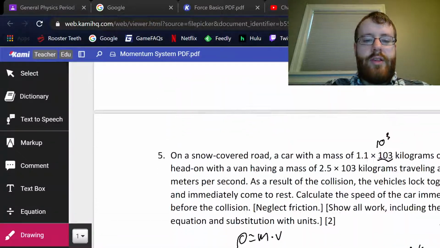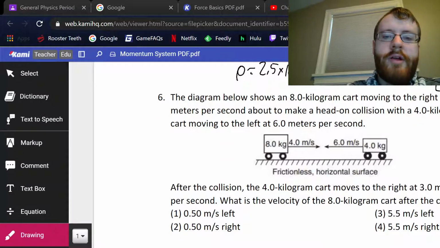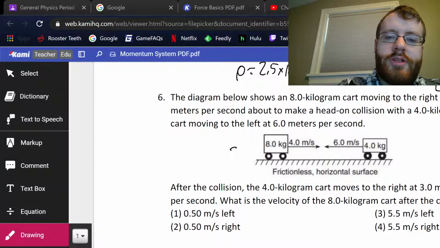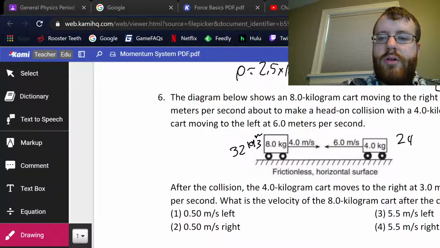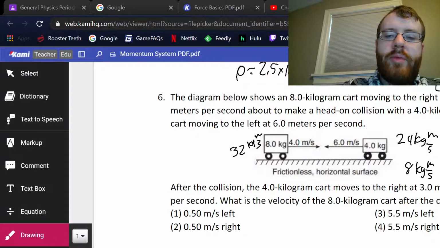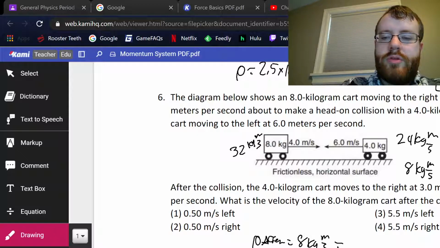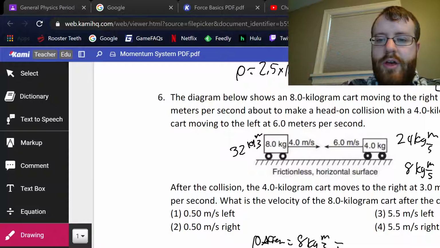Let's go up to 6. As I said, 6 probably has the most going on. So we have to first figure out the momentum before. Well, the momentum of this car before is 32 times... 8 times 4. Momentum of this car is 24... 6 times 4. Which means that my momentum beforehand is 8 kilogram meters per second when I add these two going to the right. So that's my momentum before, which means that my momentum after has to equal 8 kilogram meters per second, which is equal to now the sum of the two momentums after. So this is to the right.